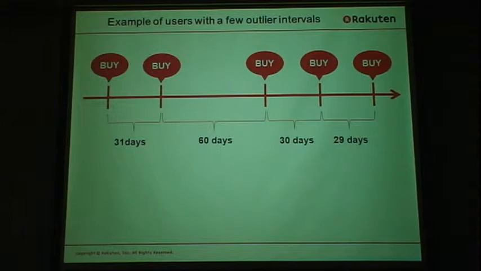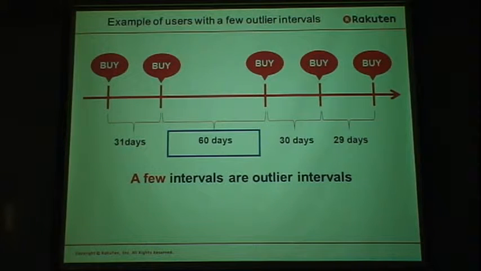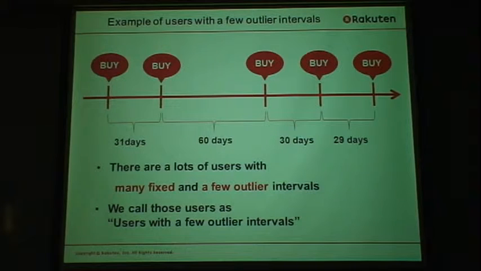This is another example of user behavior. This user has purchased rice at 31 days, 60 days, 30 days, and 29 days intervals. And as you can see, most of the purchase intervals are fixed. They're closely similar, about 30 days. But a few purchase intervals are outlier intervals. So according to our observation, we found there are a lot of users with many fixed intervals and a few outlier intervals. So we just call those users users with a few outlier intervals.